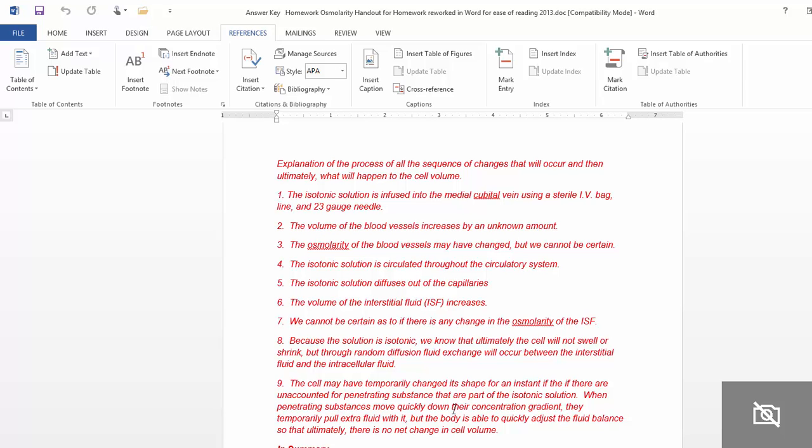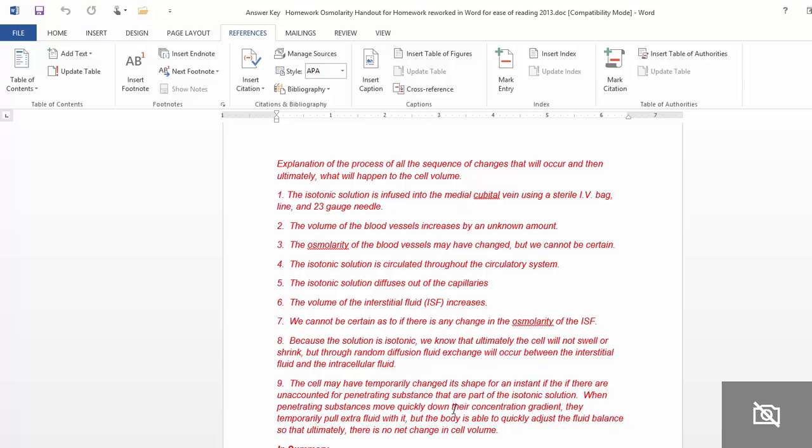Because the solution is isotonic, we know ultimately that the cell will not swell or shrink, but through random diffusion, fluid exchange may occur between the interstitial fluid. You could add another step in here, which I skipped, is that there's a change, that the volume of the interstitial fluid increases.